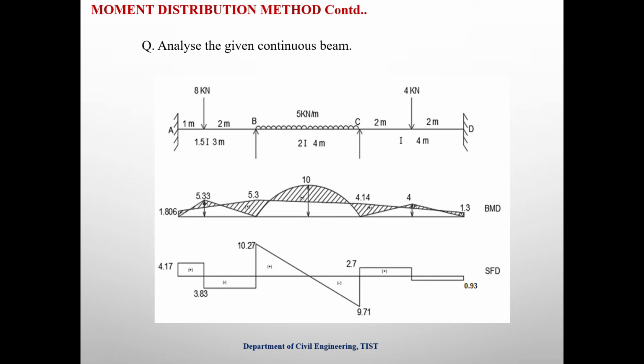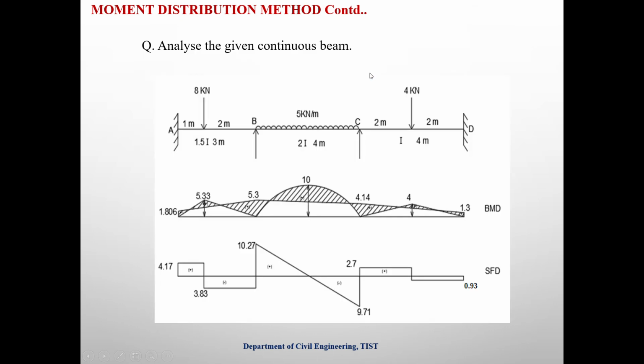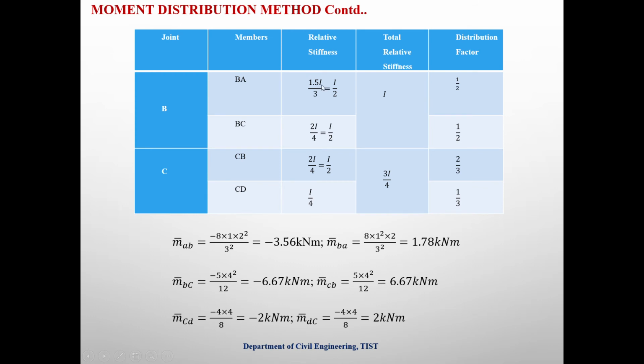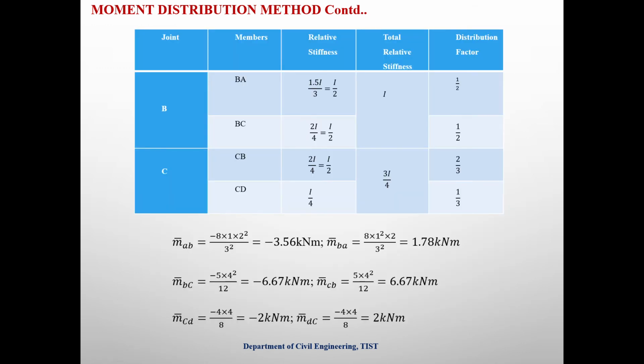In this case, joint B and joint C are each connected by two members. Joint B is connected by BA and BC. In both cases, the far end is fixed. That means the relative stiffness is I by L. In the case of joint C, CB and CD, in both cases the far end is fixed, that means I by L. Then find the distribution factors. The sum of the distribution factors at joint B is 1, and the sum at joint C is also equal to 1.